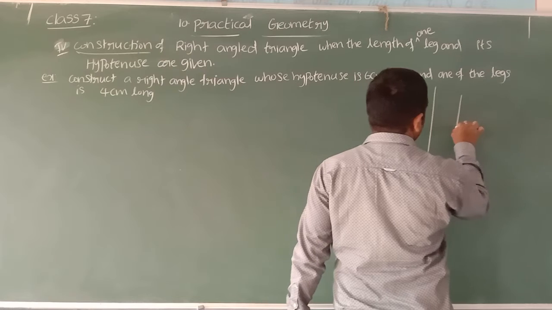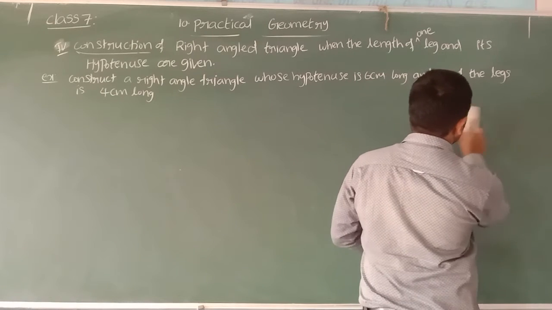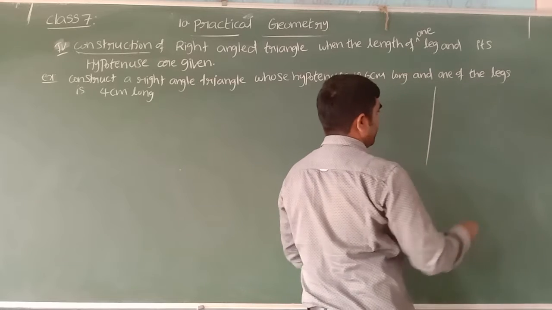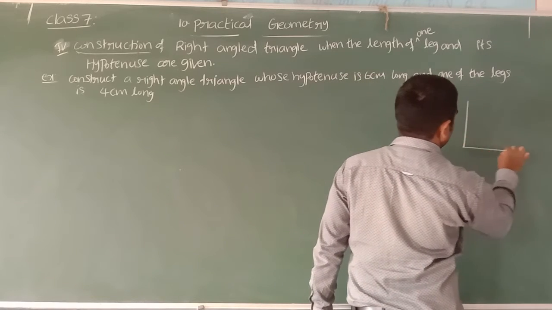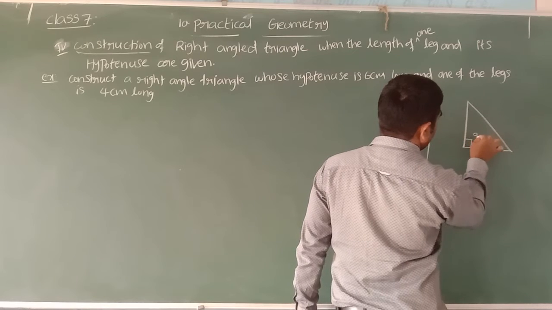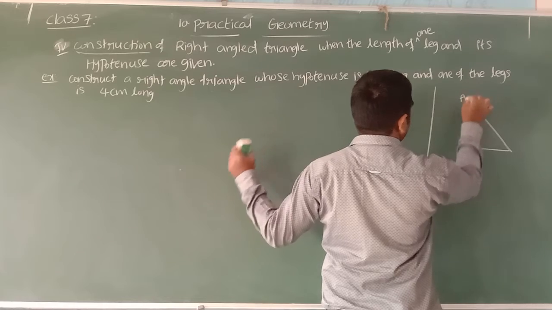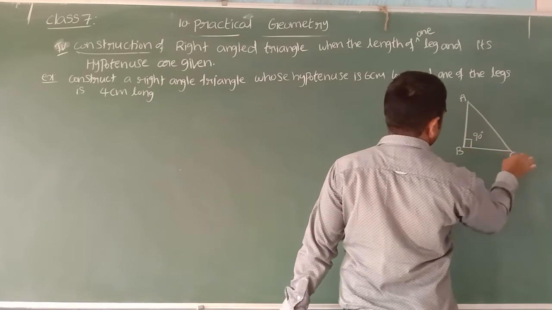So let me draw one right angle triangle here. Here I can see the right angle, which is 90 degrees. There is no name in the figure, so let me take A, B, C.